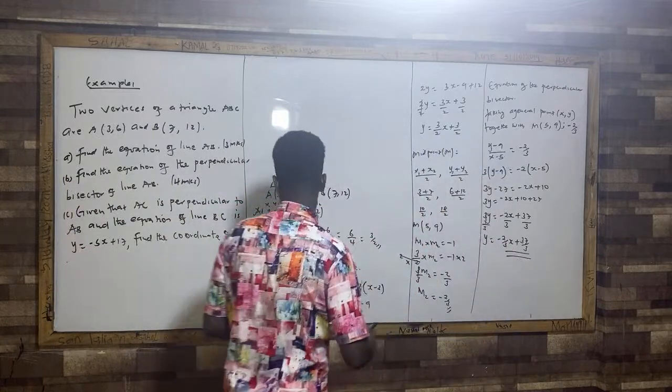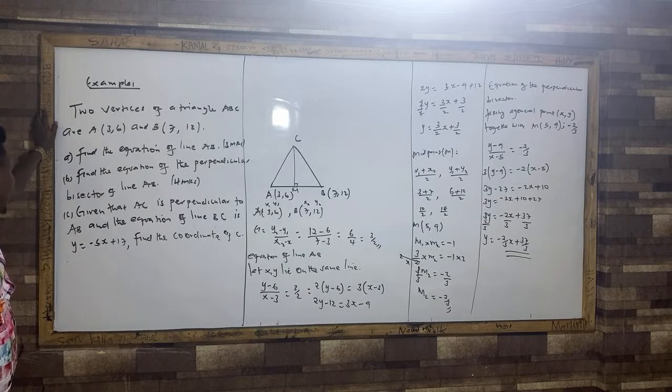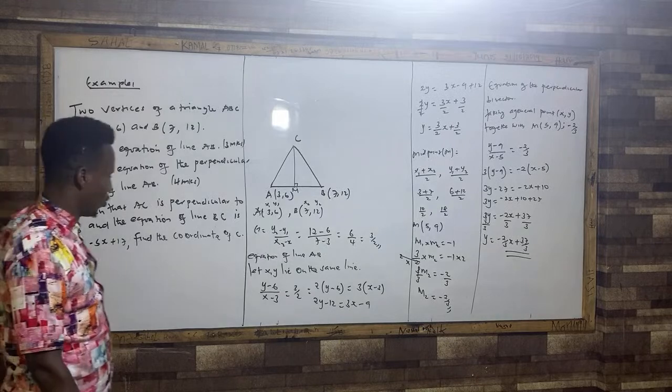Guys, understand this thing. You are told, given that AC is perpendicular to AB, and the equation of line BC is this one. Find the coordinates of C.